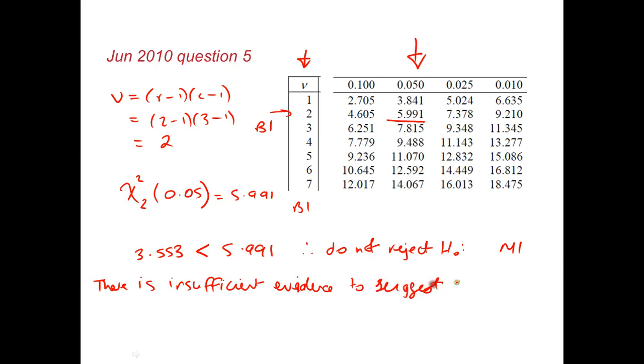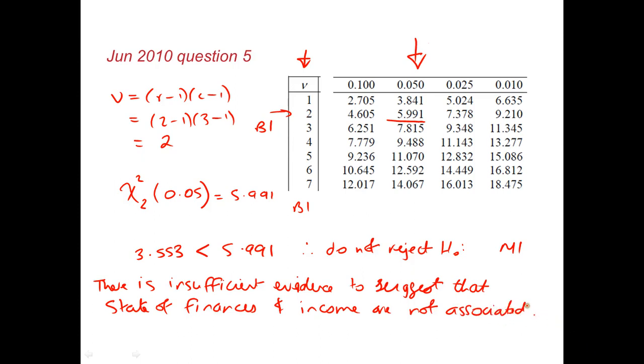And then what you need to do is go back to your hypotheses and literally quote it. So I said to suggest that state of finances and income are not associated. Okay, and it's the safest way of doing it. There are other ways of doing it, but always go back to your full question. Okay, and that's where your final accuracy mark is coming. So that's a typical sort of good contingency table approach to this.